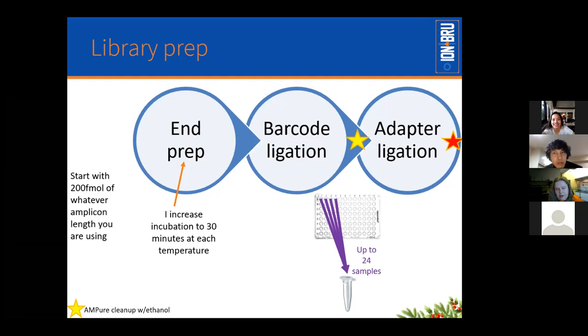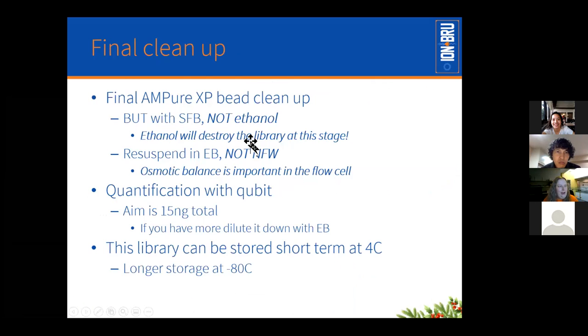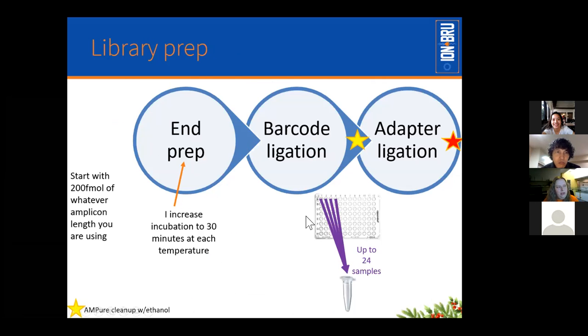And this is because NEB recommend 30, and in the very early versions of these protocols, it did not work at 5. And Nanopore had really just cut it down to 5 so that they could boast about how fast their library preps were. I've always done it at 30 minutes at each temperature. Whether or not that's still necessary, I'm not sure, because Nanopore have made a lot of changes to their chemistry since then. But we are still doing that at 30 minutes each temperature.